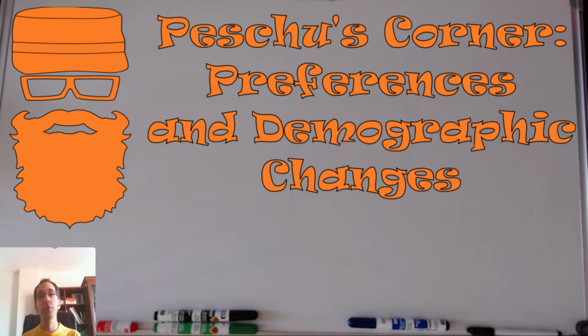Hey everyone, Peschu here, and today we will talk about the last two commonly used non-price determinants of demand, which are your preferences and your demographic changes, or otherwise known as population-related changes. Now, the reason I'm putting these under a common bracket is that they are very similar and you need to simply apply common sense to figure out what is going to happen to demand.